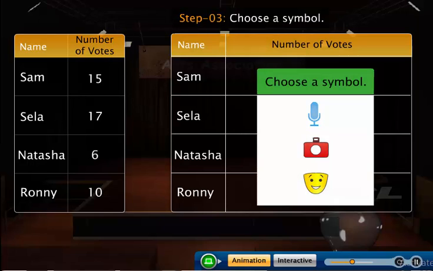Next, we choose a symbol. The symbol would be any visual representation. Let's choose this symbol for our pictograph.